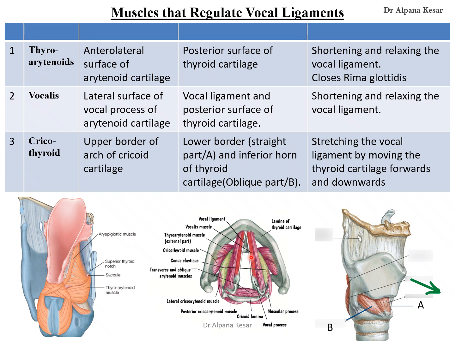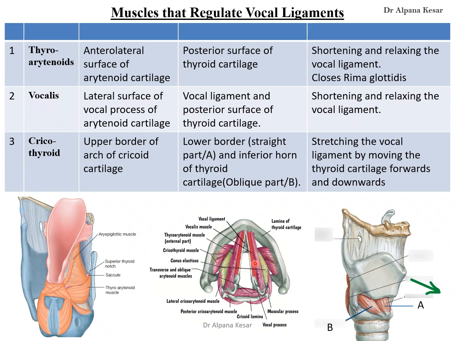This muscle is vocalis. Vocalis is attached to the lateral surface of the vocal process of arytenoid cartilage posteriorly, and anteriorly it is attached to the vocal ligament and also to the posterior surface of the thyroid cartilage.